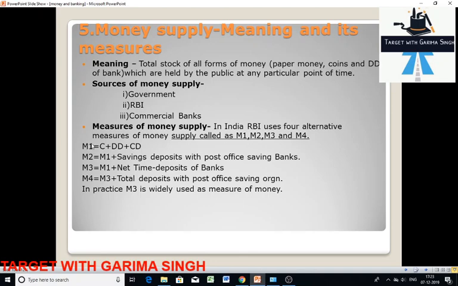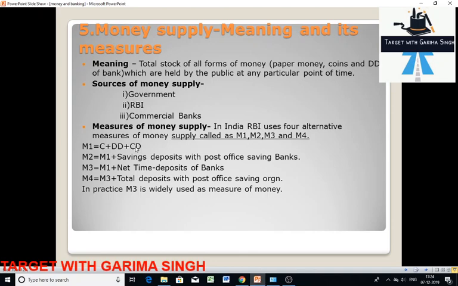First one is M1. Symbolical formula is this. C denotes currency held by public. D stands for demand deposit in bank. It is not CD, it should be OD. Here it is wrong, it should be OD. Here C denotes currency notes, and OD stands for other deposit in RBI.